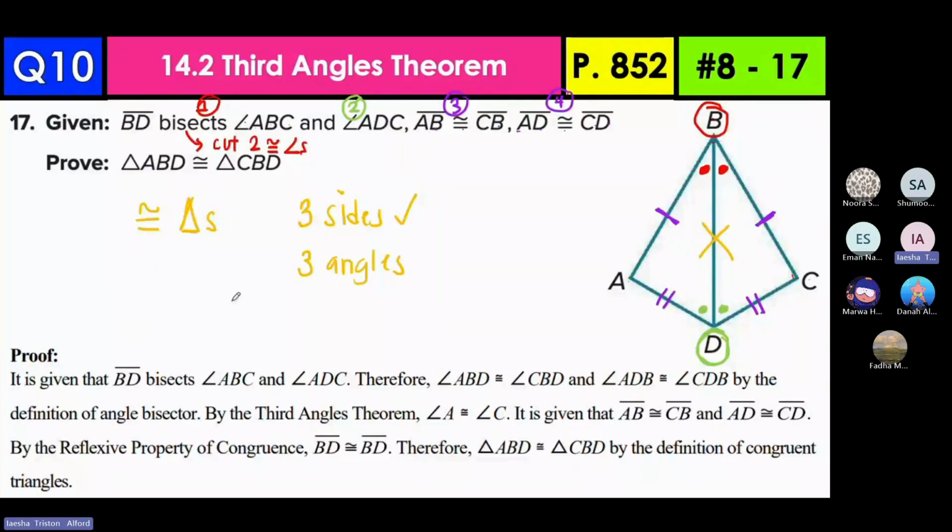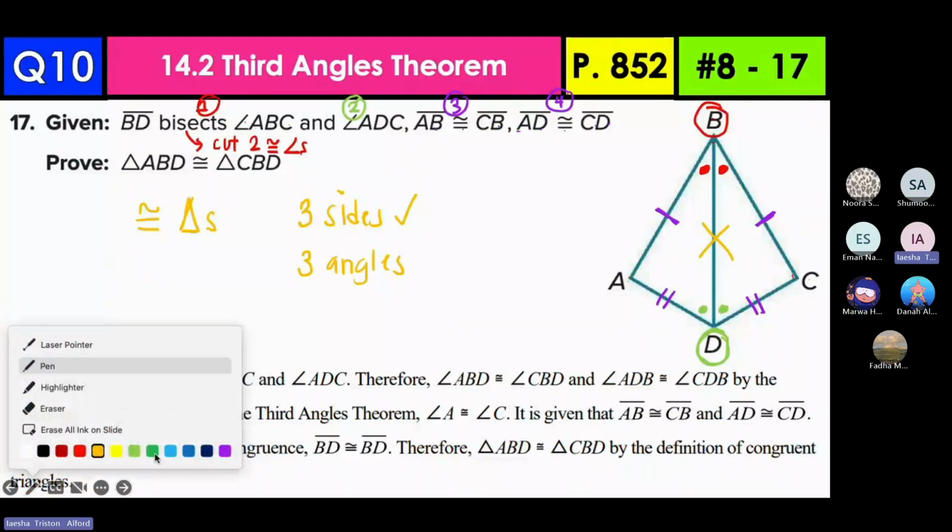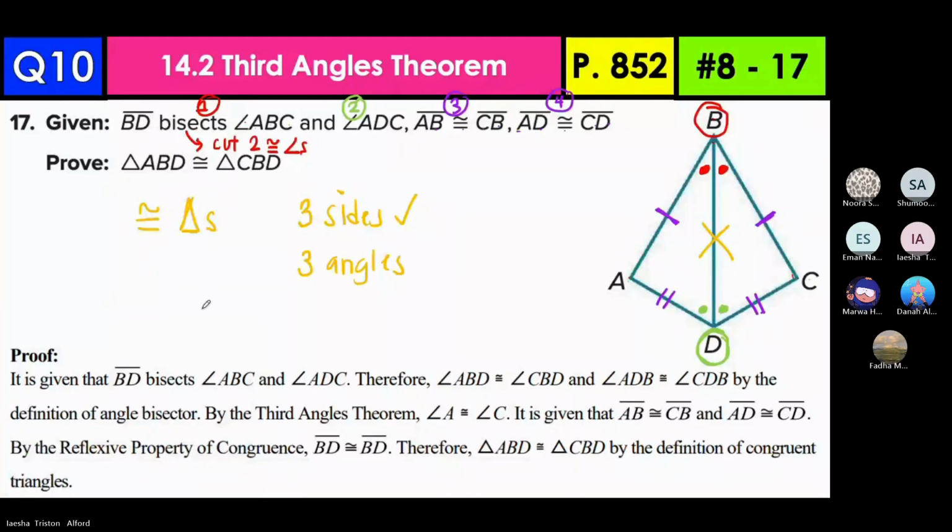Do we have three angles? Yes. Where is the third angle? The third angle theorem, I think. This one. What is the third angle? If they give you two, you must have the third one. So we have three angles.